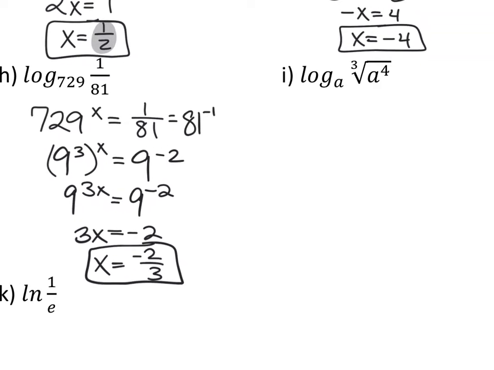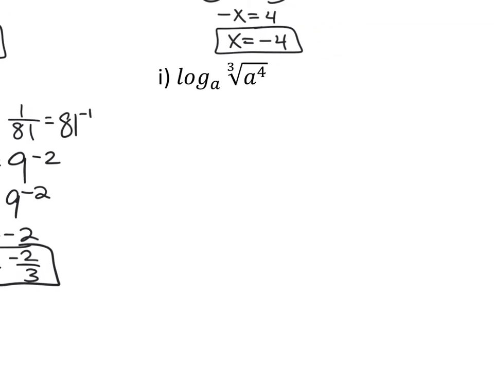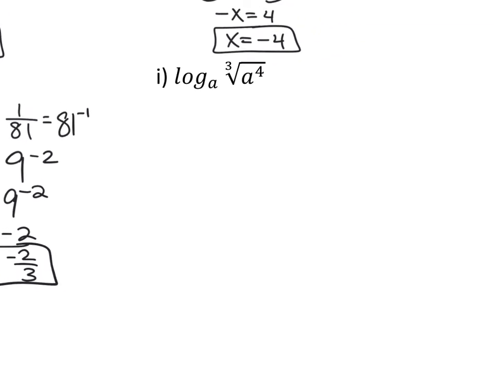Okay, we can do this also with bases that are just letters, so not actual numbers here. We can still do the same process. Log base a of the 3rd root of a to the 4th power. If we log loop this, this is going to be base a to the x power equal to the 3rd root of a to the 4th power.